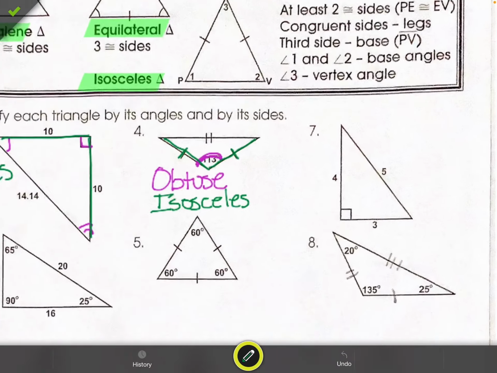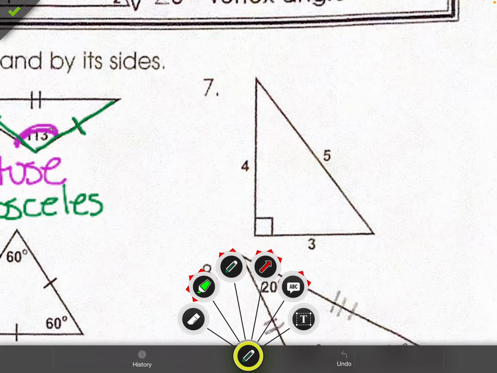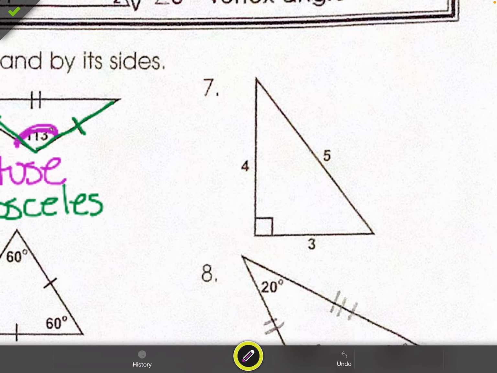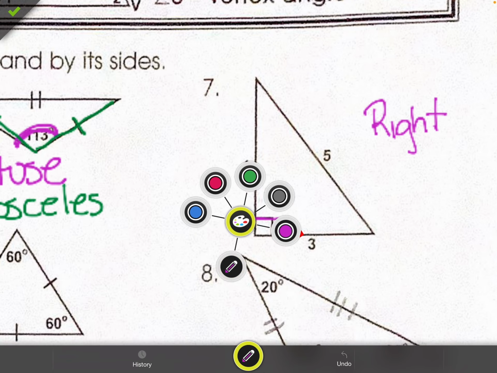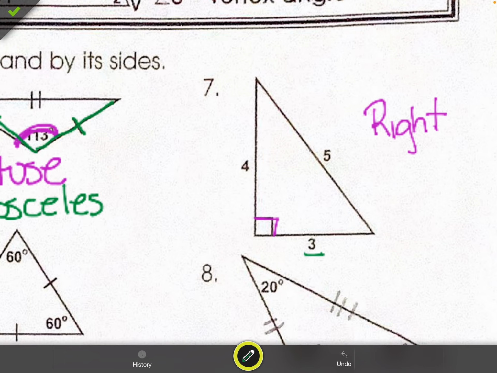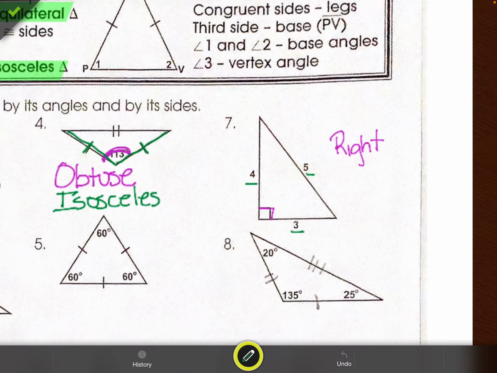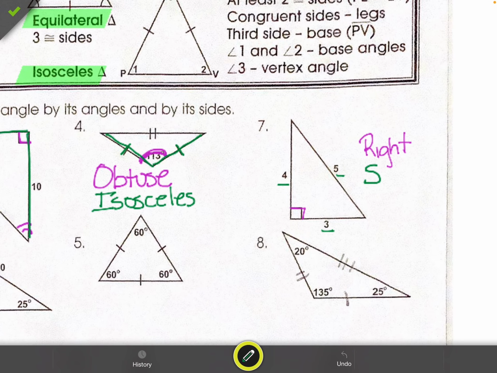All right, let's look at number 7. Again, I'm just going to stay with looking at my angles first. I have an acute at the top, an acute at the bottom, but I see my box. My box means 90. So this is a right triangle based on its angles. Now I check out the sides. They actually have measures, 3, 4, 5. They're all different. None of my sides are congruent. So that is scalene.